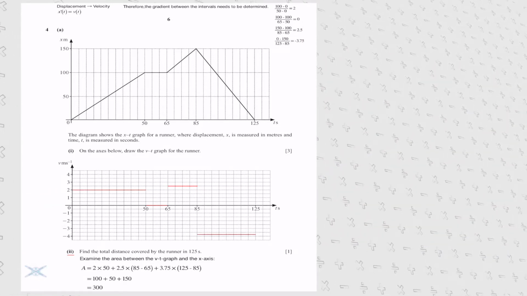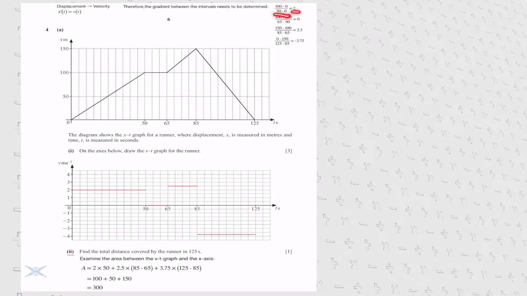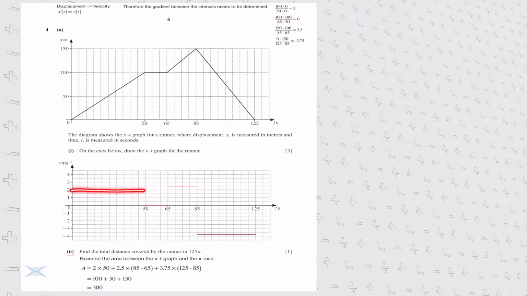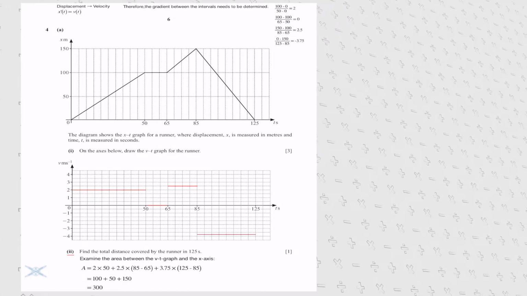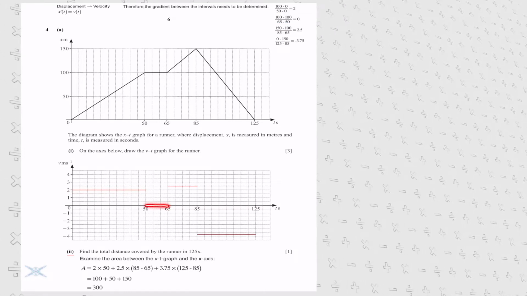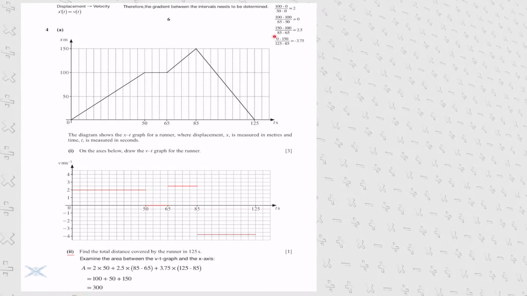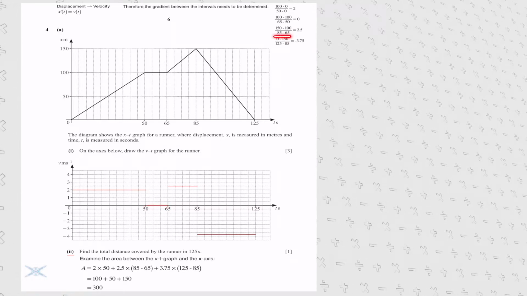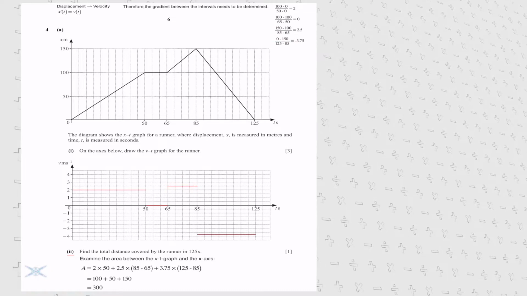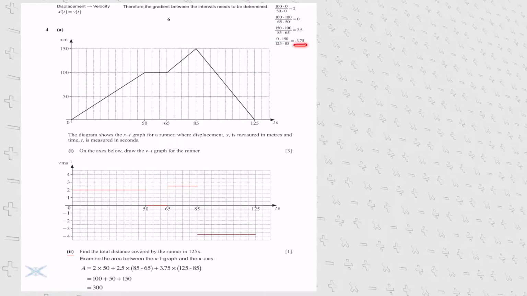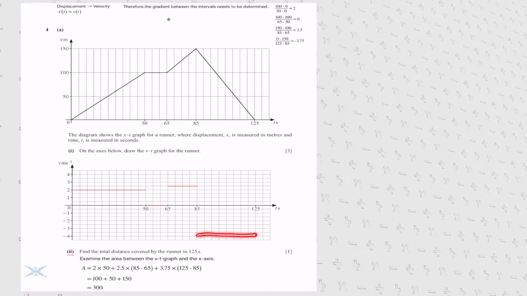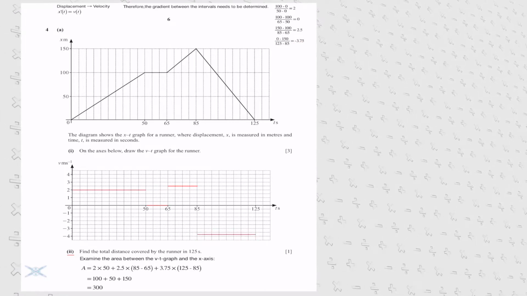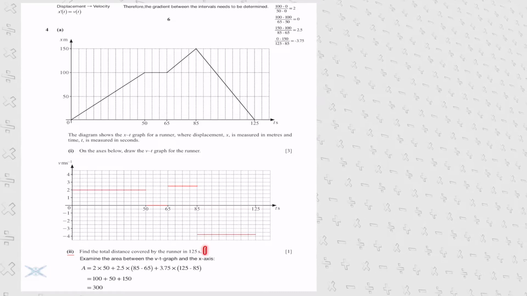So for the interval of t between 0 and 50 we will insert the constant 2. For the interval of t between 50 and 65 seconds we will enter the constant line 0. For that between 65 and 85 seconds it will be 2.5, and accordingly for our final time interval it will be negative 3.75.